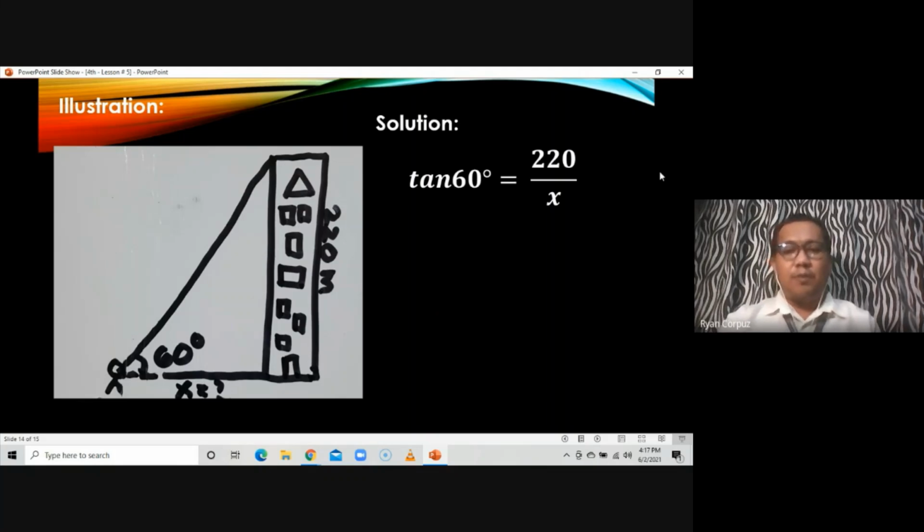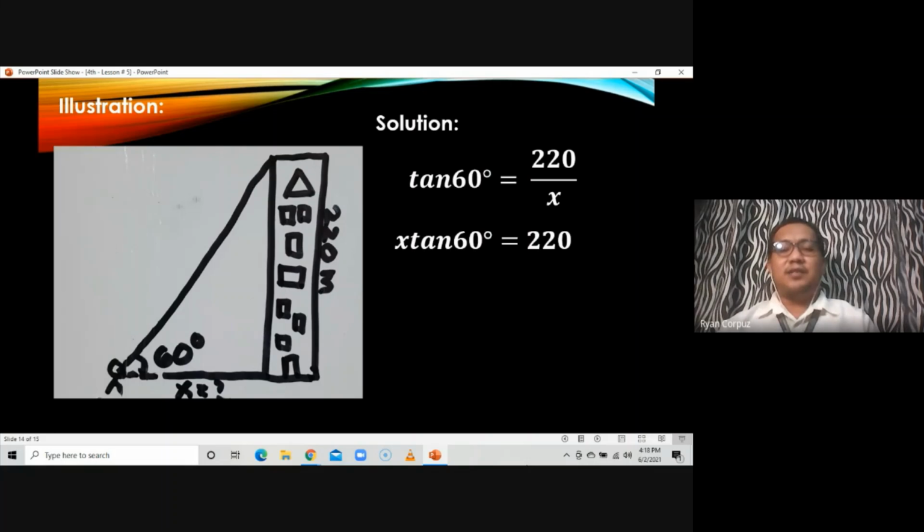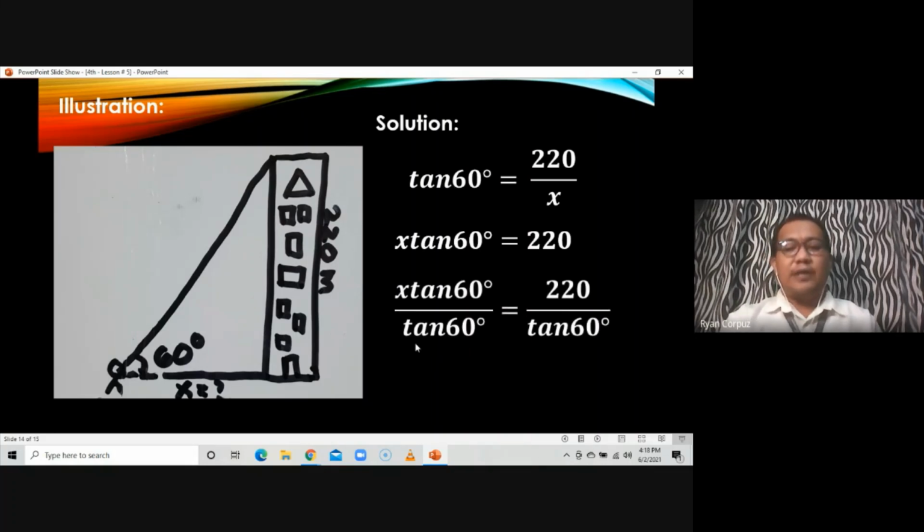Then using cross multiplication, that's tangent 60 degrees over 1. So tangent 60 degrees times x is x tangent 60 degrees. Then 1 times 220 is 220. So that's why magiging x tangent 60 degrees is equal to 220. Then, since we want to solve for the value of x and it's still accompanied by tangent 60 degrees, we still have to divide both sides of the equation by tangent 60 degrees. So maka-cancel out na ngayon yung tangent 60 degrees nito, then x will be left. This is the one we are looking for.